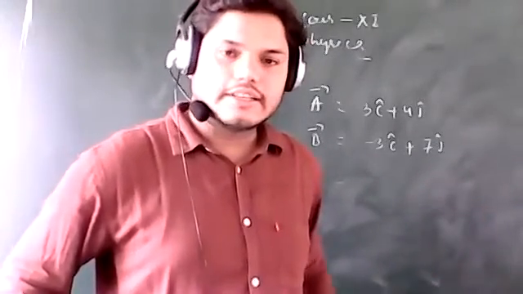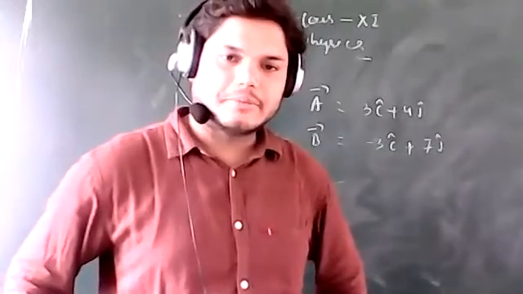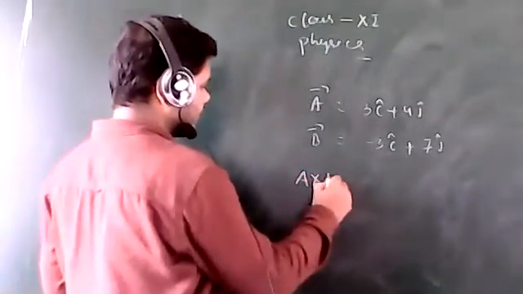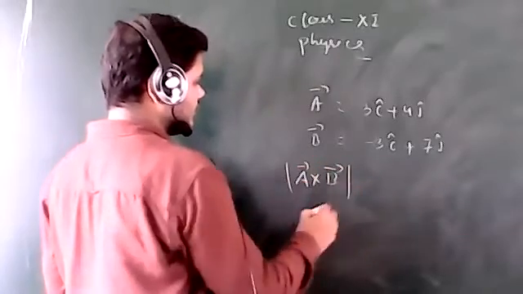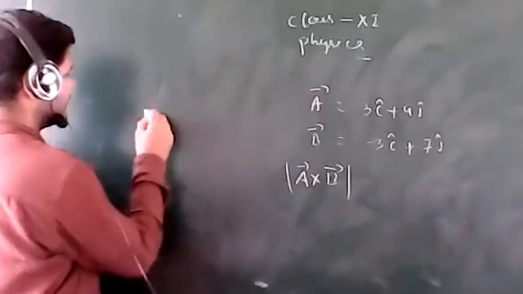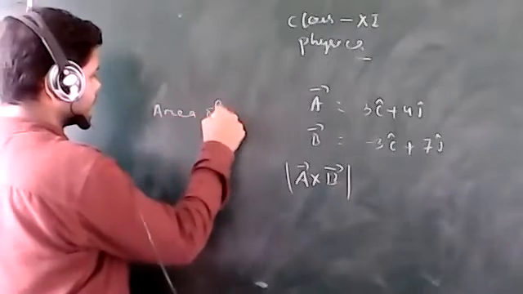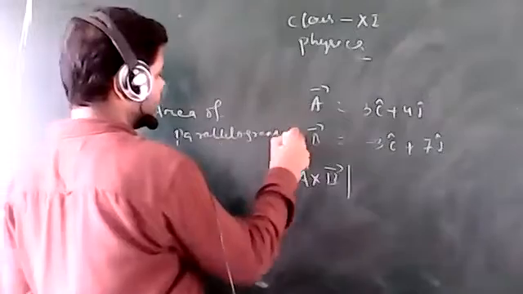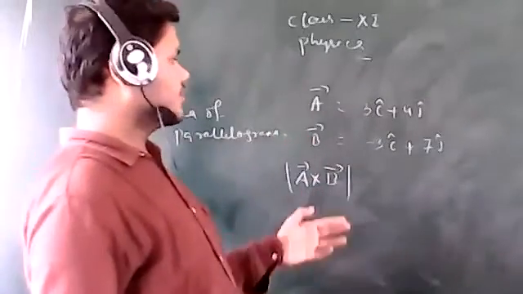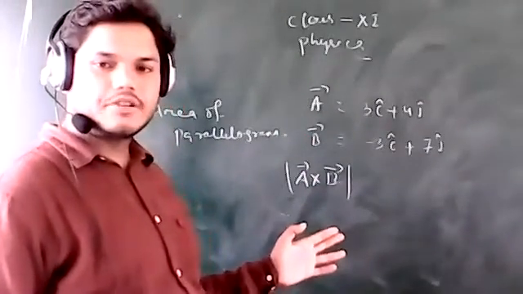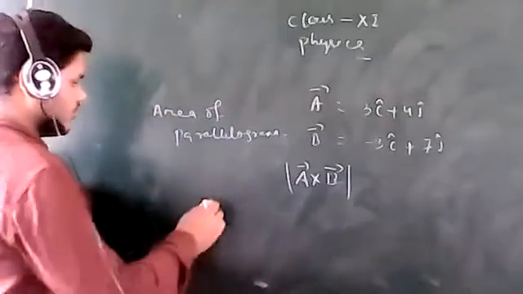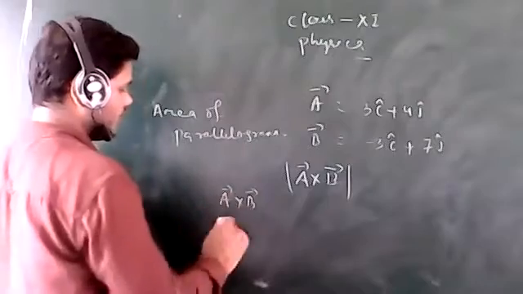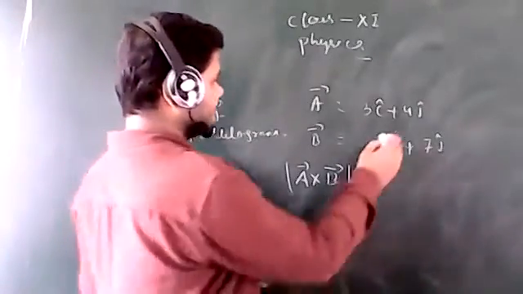Okay, so you already know the formula. How can you find the area of the parallelogram? The area of the parallelogram is the magnitude of A cross B. Yes or no? So you have to find the magnitude of A cross B. You know the value of A and the value of B.